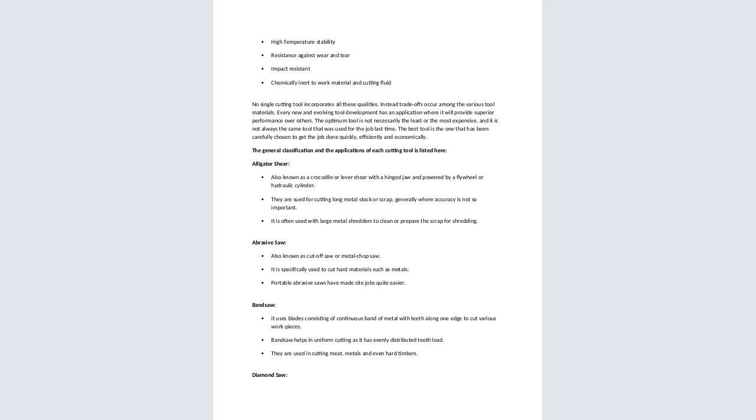So the optimum tool is not necessarily the least or the most expensive, and it's not always the same tool that was used for the job last time. The general classification and application of each is listed below. We have the alligator shear, the abrasive saw, the band saw, and the diamond saw.